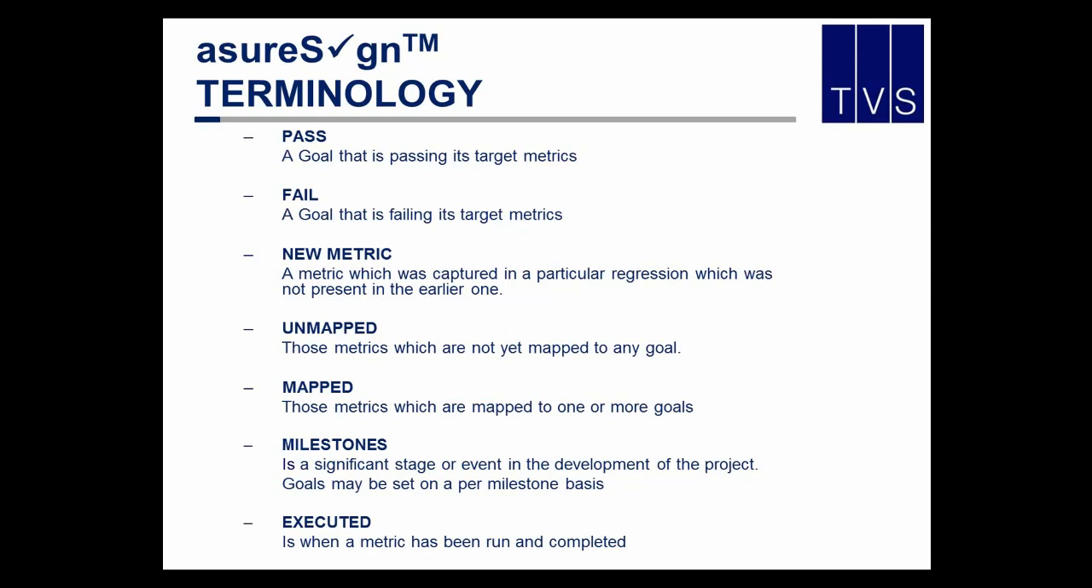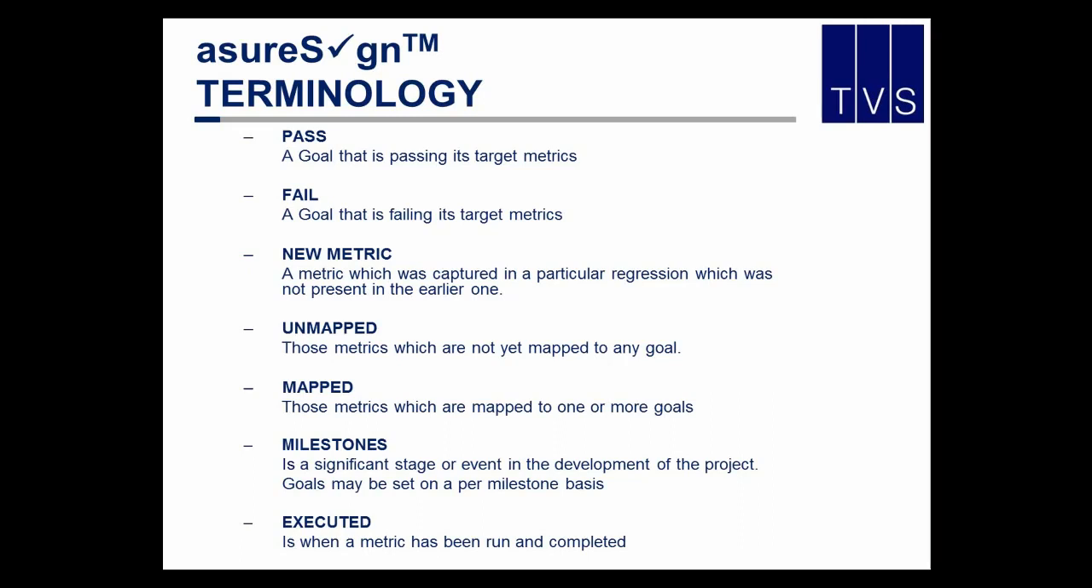A new metric is something that was captured in a particular regression but was not present in the earlier one. So if we have a metric which is essentially equivalent of a test, and you've got a test in this regression but it wasn't there before, we alert you to the fact that you've got a new test. If we've got an unmapped, so this is a test that isn't associated with anything in the test plan, so the metric doesn't have a goal, then you have to ask yourself whether you need that test, whether you need to maintain that test, or do you have a missing goal? Do you need to go back and refine your test plan and ensure that you have an association?